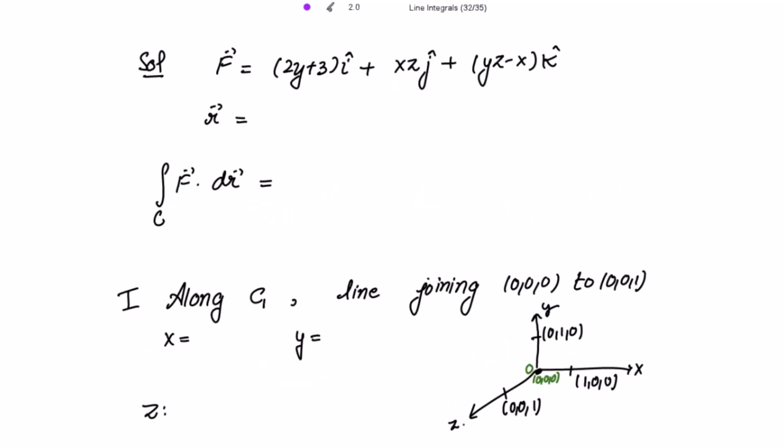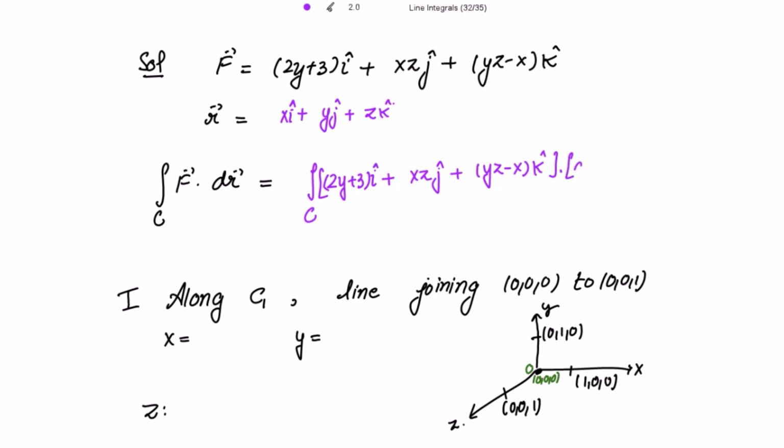So the f vector is given to us, and as it is in the x, y, z plane, we take the r vector to be x i cap plus y j cap plus z k cap. So this integral becomes: f vector is (2y plus 3) i cap plus xz j cap plus (yz minus x) k cap, and its dot product with the dr vector, that is dx i cap plus dy j cap plus dz k cap.